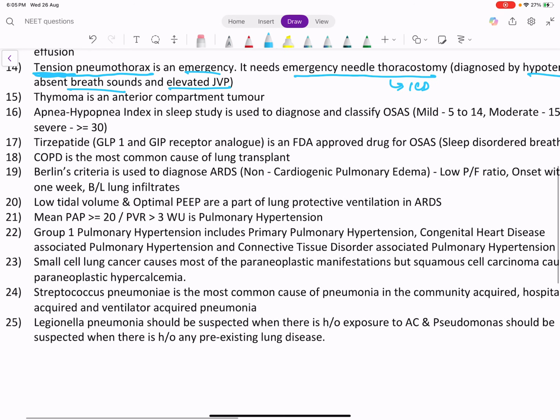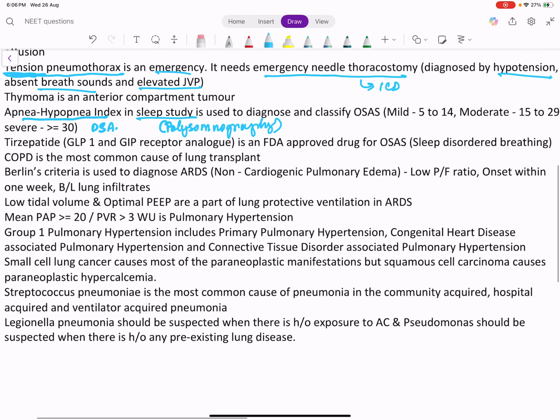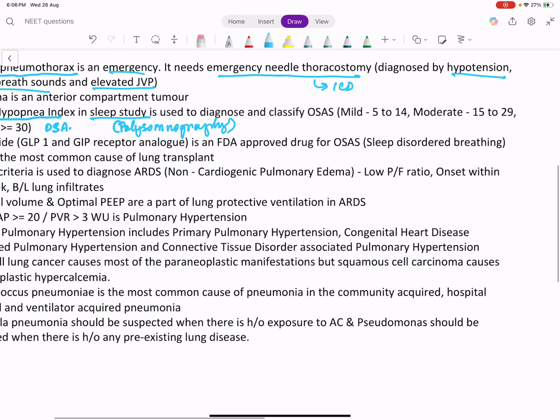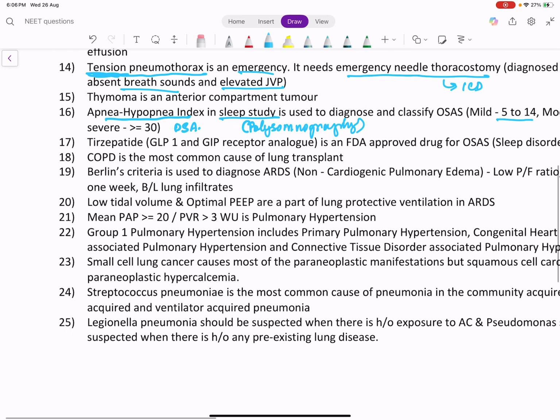Now a point about obstructive sleep apnea. It is diagnosed by sleep study, also called polysomnography. What we measure in polysomnography is an index called AHI, apnea hypopnea index. So it measures the number of apnea hypopnea events in 1 hour. If the AHI is 5 to 14, it's mild OSA, 15 to 29 is moderate OSA, 30 or more is severe OSA.